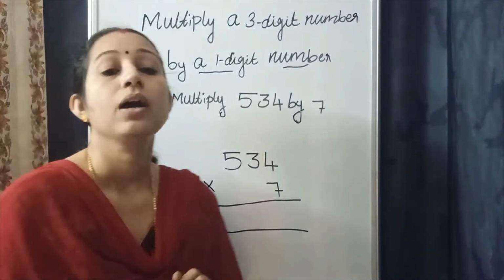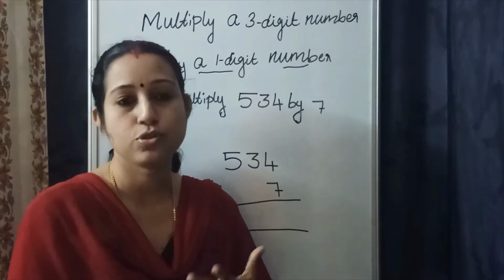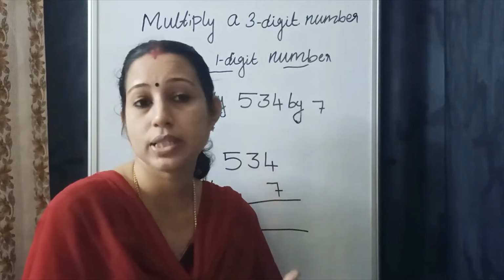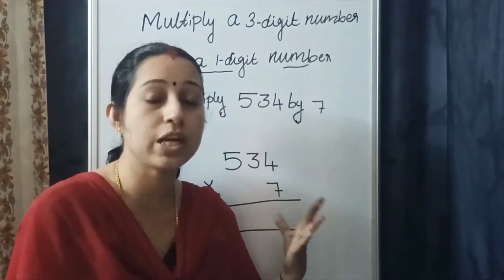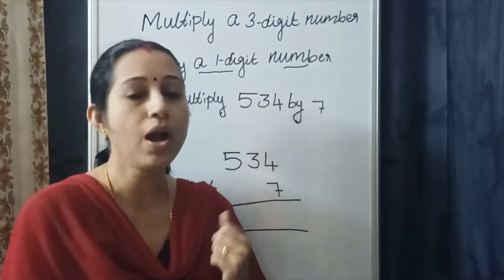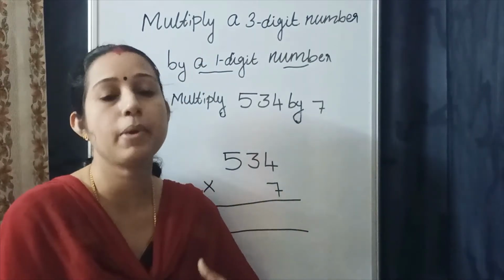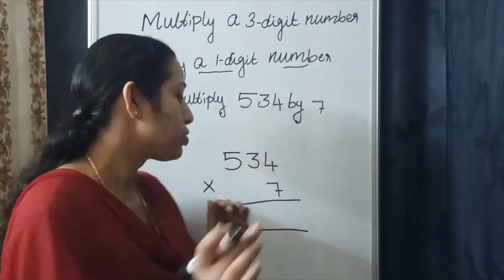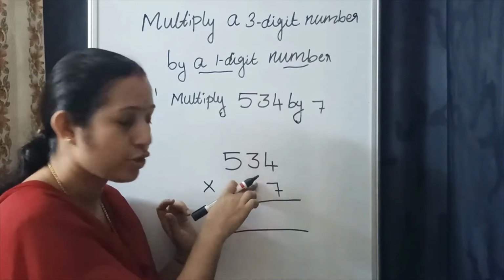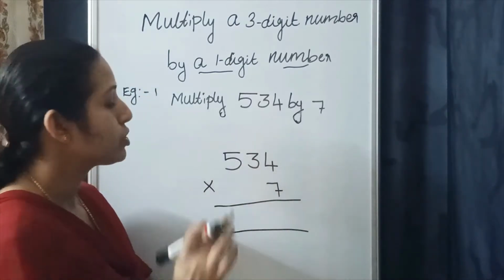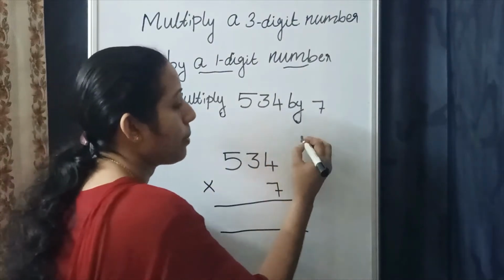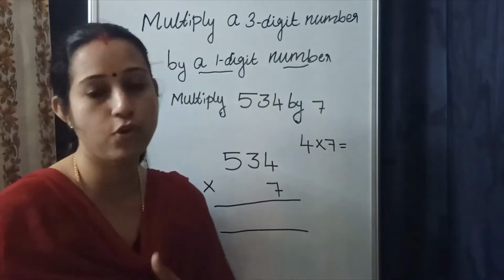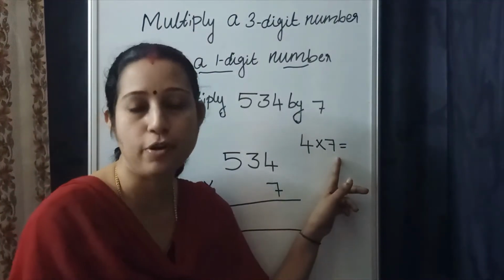To solve addition and subtraction problems, we start from which place? Yes, the ones place. In the same way, to solve the multiplication problem, we start from the ones place. First we multiply the ones place digit of the multiplicand and the multiplier. Here the ones place digit of the multiplicand is 4 and the multiplier is 7. 4 into 7: just recall the multiplication table of 7.